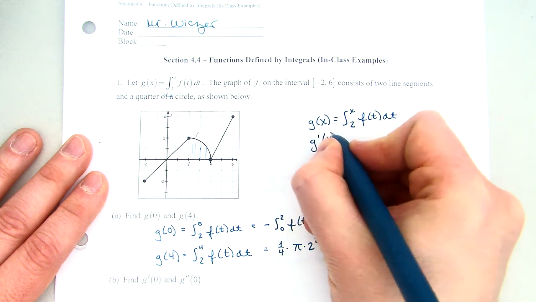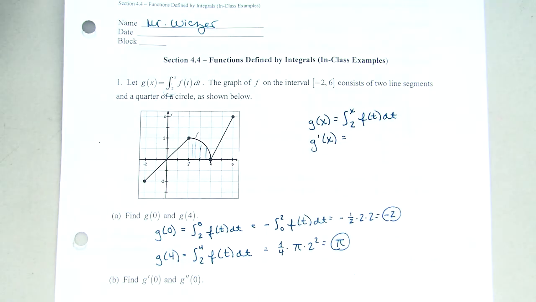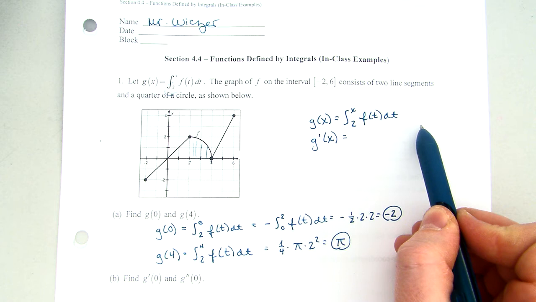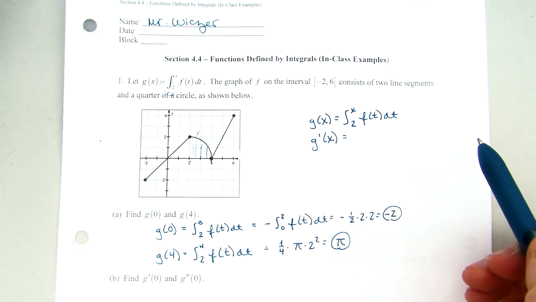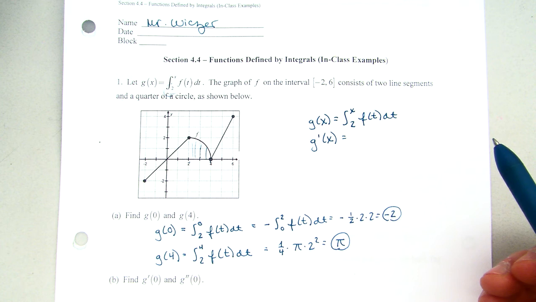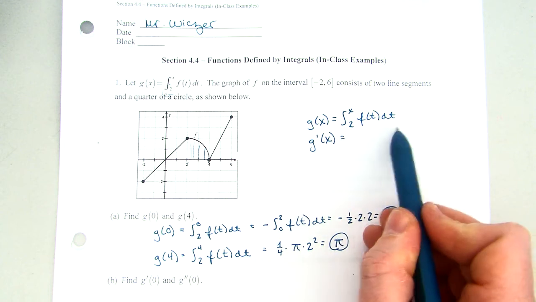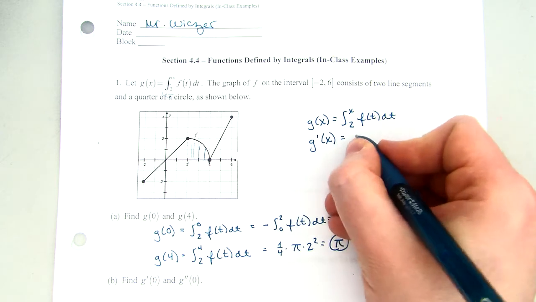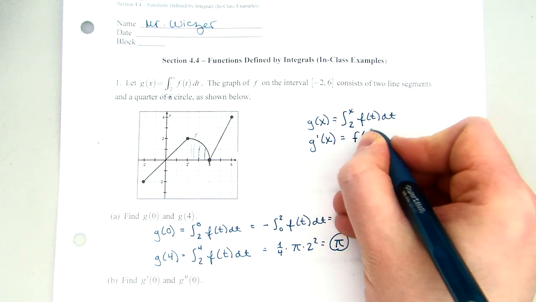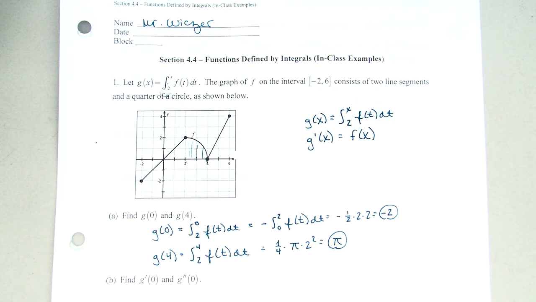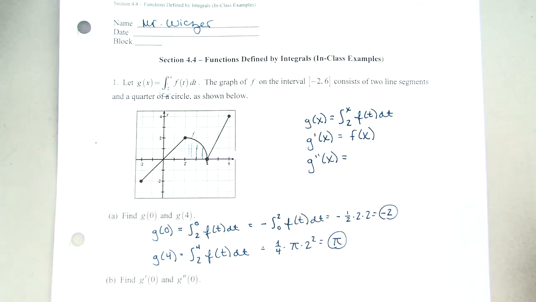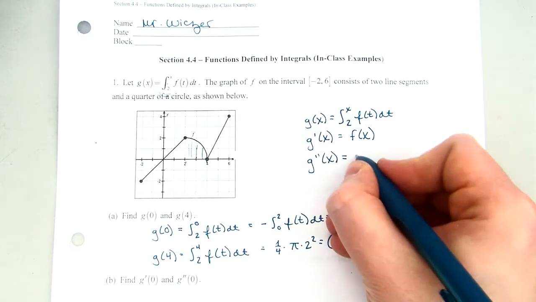Let me go create a formula for g prime of x. How do you do the derivative of this function? Or what is the derivative of that function? F of x. Yeah, this is my second fundamental theorem of calculus that says if I want to do the derivative of this thing, well, the derivative and the integral just cancel each other out. You're going to plug in the x where the t was. G prime of x is f of x. Let's go one step further. G double prime of x will be f prime of x.